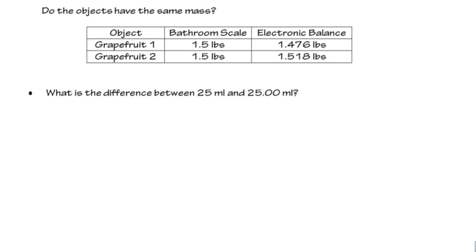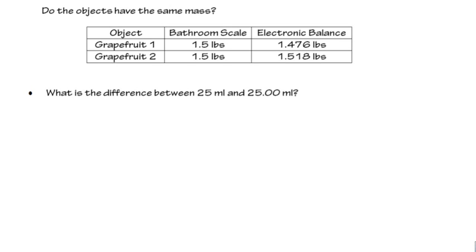Again, the amount of figures you can report is dependent on the measuring tool you are using. So again, different graduated cylinders will be able to record different amounts of decimal spots. Here we have a bathroom scale and electronic balance. Now these are measured in pounds, and we're never going to use pounds in the lab. We'd use grams, but I can deal with it. We're measuring some grapefruit.